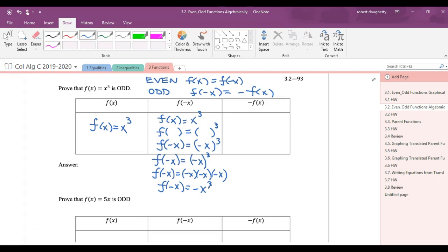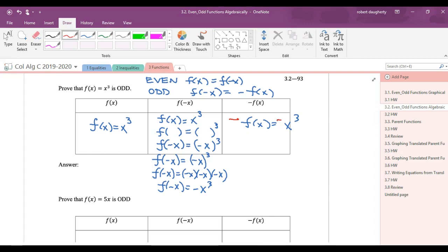Now, what is negative f of x? So if f of x is x cubed, how do I get negative f of x? What do I have to do? You stick a negative in front of f of x. Now, if I stick a negative in front of this side of the equation, what must I do on the other side? A negative. Okay, so negative f of x is negative x cubed.